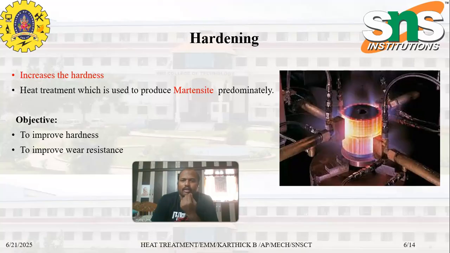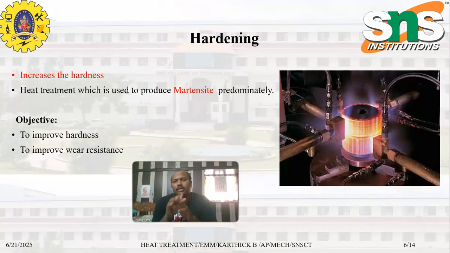The main purpose of the hardening process is that this heat treatment helps to produce a martensitic microstructure. As we say in Tamil, nerinjimul, right? If we take nerinjimul thorns and keep them in a plate in a disordered manner, that looks like the microstructure of martensite. So this martensite is produced by the hardening process. The main objective is to improve the hardness and the wear resistance.